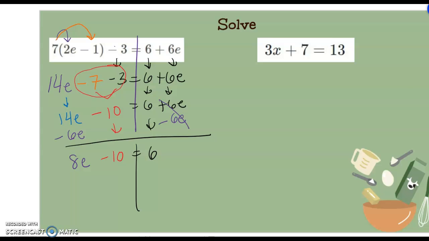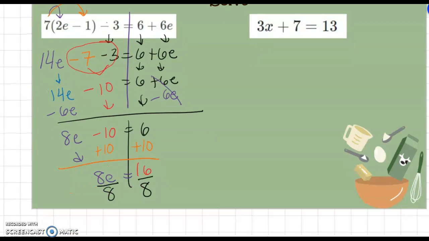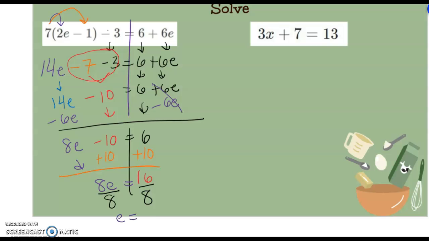Last thing, or second to last thing to change, is to add 10 to both sides because this 8 needs to be left alone. We have to get it all alone before we can start dividing. 6 plus 10 is 16. If you divide and get rid of this 8 to get e by itself, you are going to get e equals 2.